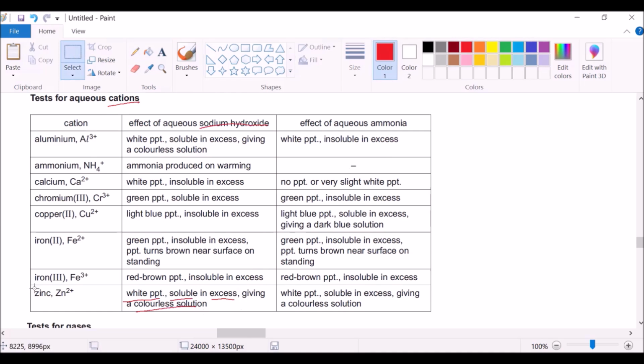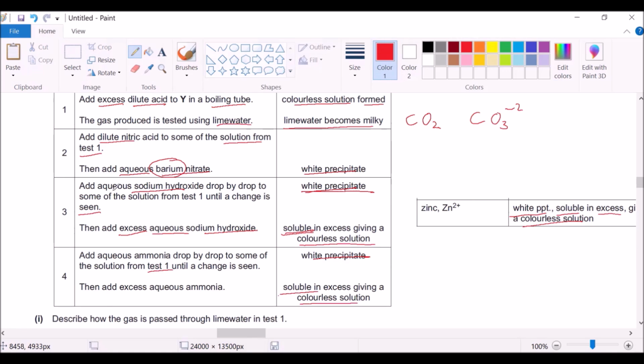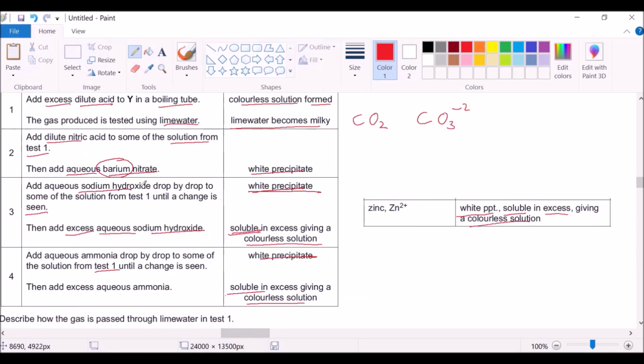So this description is similar to this description at 3. Add aqueous sodium hydroxide drop by drop to some of the solution, white precipitate. Then add excess aqueous sodium hydroxide, it becomes soluble, giving a colorless solution. So that is zinc 2 plus.